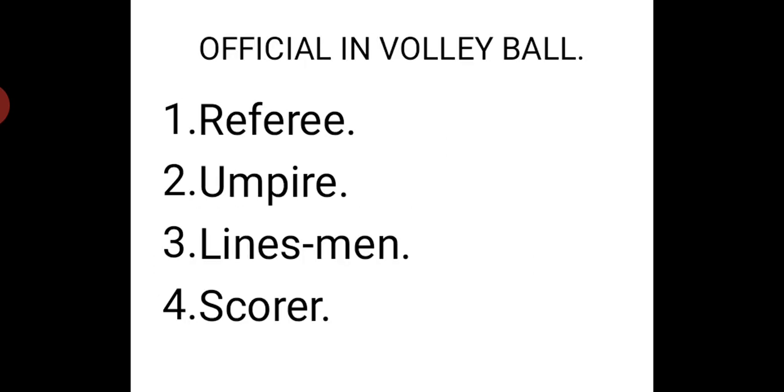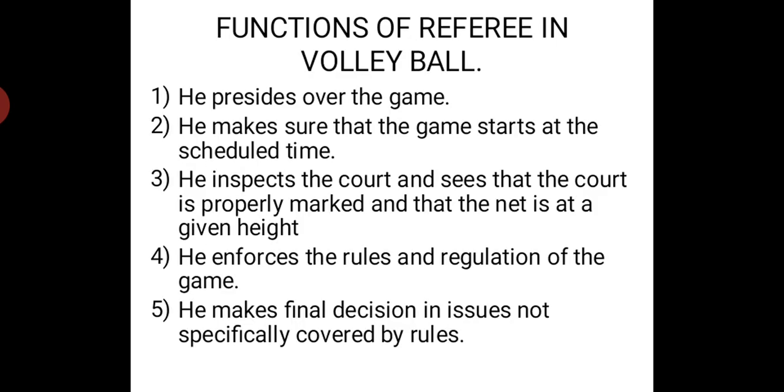All right? Now we look at the officials in volleyball. Who are the officials now? Number 1, we have the referee. 2, we have the umpire. 3, we have the linesman. Another name for linesman is the word marksman. What did I say? Another name for linesman is the word marksman, okay? And now the 4th official is the scorer. Now we are going to look at their functions.